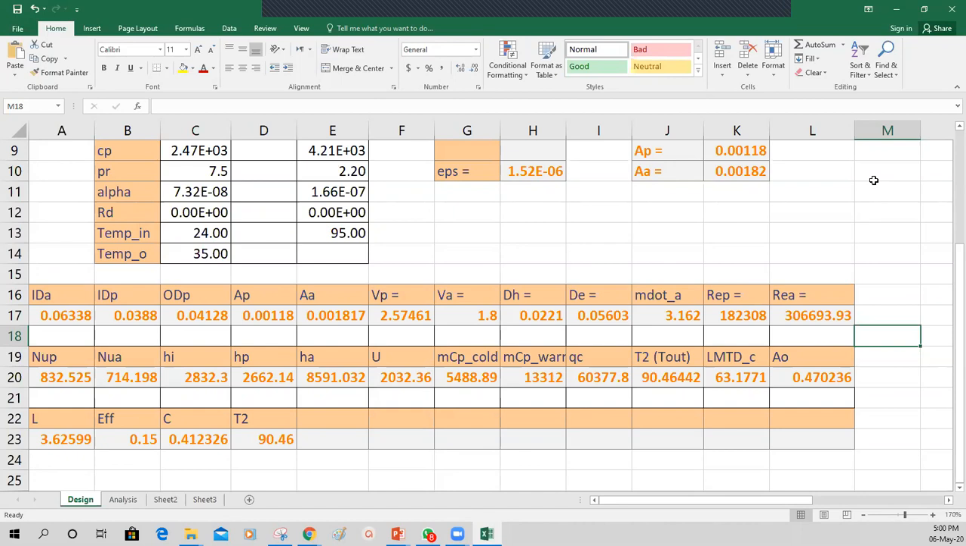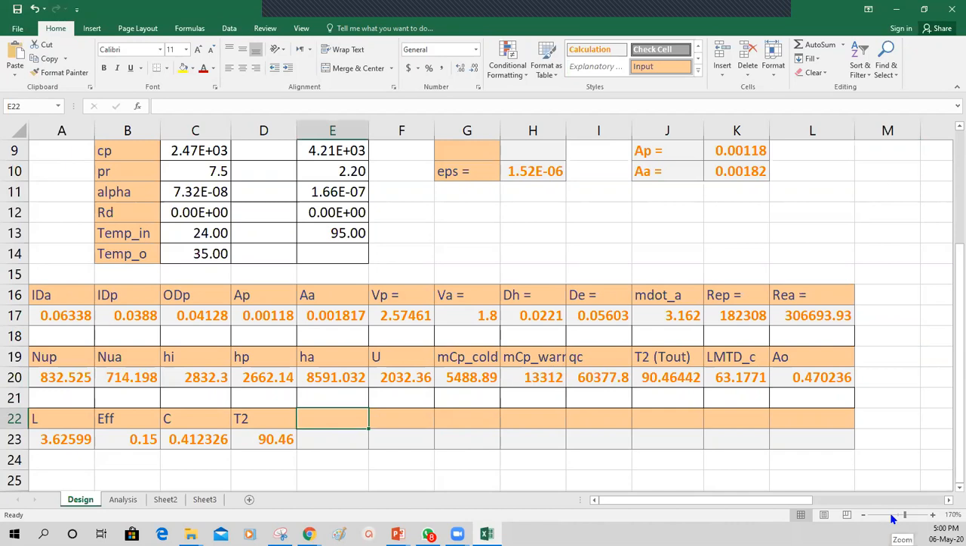Okay. So now the length comes out to be 3.6. The 3.6 is not a very big length for a double pipe heat exchanger. So this is acceptable. So this solution is acceptable. Another thing we need to check is how much the pressure drop is in the heat exchanger. So for that purpose, we need to calculate the Reynolds number.